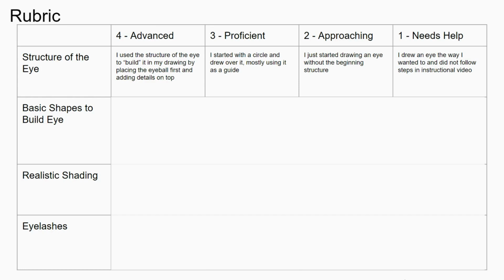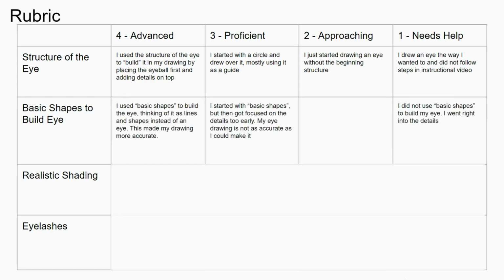So there's a range of different levels here. I'm not going to read every single one, but I do want to go over some basics with you. The next thing you'll be graded on is basic shapes to build the eye. So we're using those skills that we learned previously about basic shapes, and this is going to help us actually build the eye in our drawing. So if we are in the proficient category, I started with basic shapes, but then focused on the details too early. My eye drawing is not as accurate as it could be. So you've got the basics down, but you jumped into details too soon. You could have used more basic shapes to build the eye a little bit better.